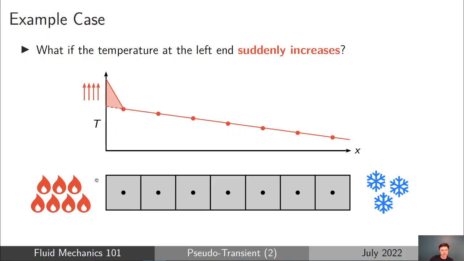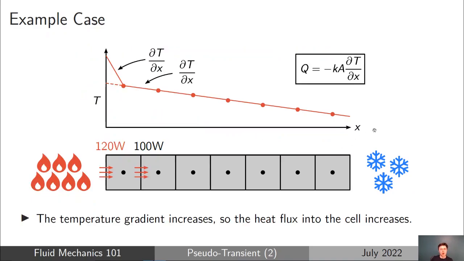Immediately after this heat source is increased at one end of the bar, the temperature of that wall is going to be suddenly a lot higher than it was before. So what happens to the temperature and the heat flux in the bar, and how does it propagate along the bar? If we look at this left wall between the cell centroid and the wall, the temperature has suddenly increased, and so the temperature gradient between the wall and the centroid, dT/dx, has suddenly increased. So now, say, we're getting 120 watts of heat coming into the left end of this cell in the bar.